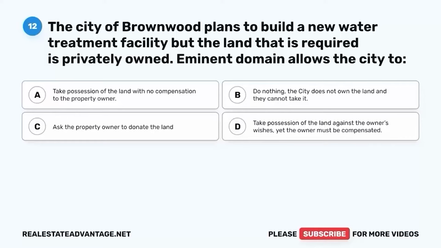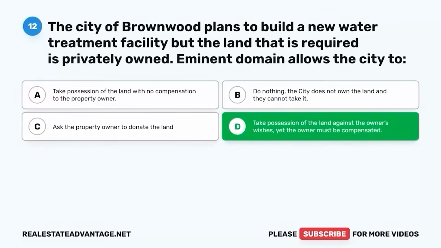Take possession of the land with no compensation to the property owner. B. Do nothing. The city does not own the land and they cannot take it. C. Ask the property owner to donate the land. D. Take possession of the land against the owner's wishes, yet the owner must be compensated. The correct answer is D. Take possession of the land against the owner's wishes, yet the owner must be compensated.